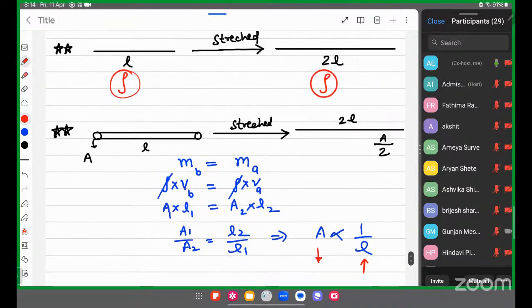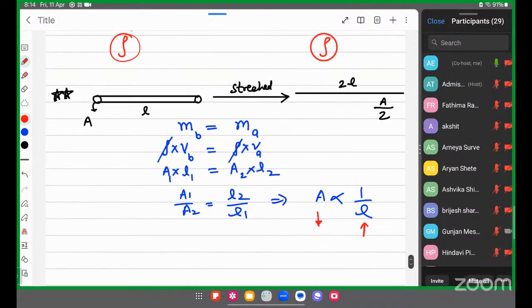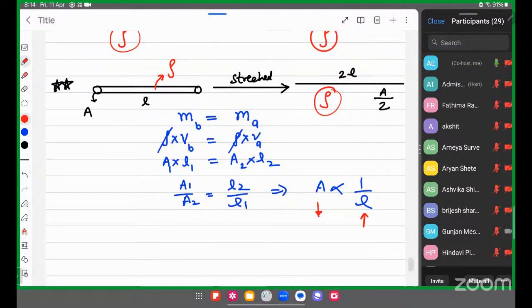But this is not the question. Question is, if we have a wire with length L and area of cross section A, and let's say its resistivity is rho, first question is, what will be the resistivity of new wire which has length double of the original wire and area of cross section half? What will be the resistivity of the wire? Resistivity will be same, but resistance will change.